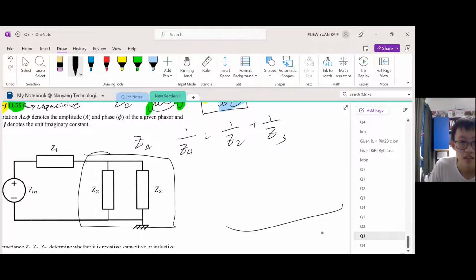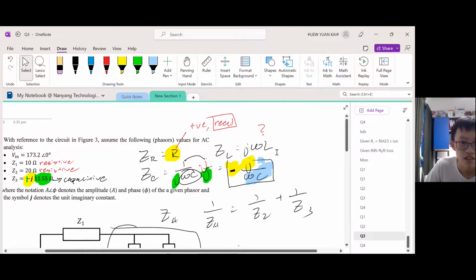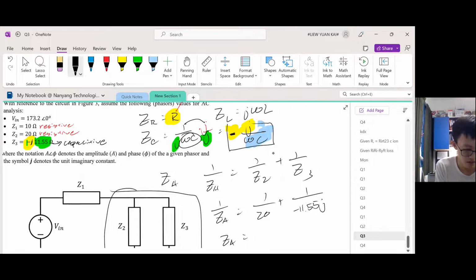So that means, wait, what's Z2? It's 20, right? Yeah, so this is 20. This is negative 11.55 j. ZA is equal to, so you get about this.